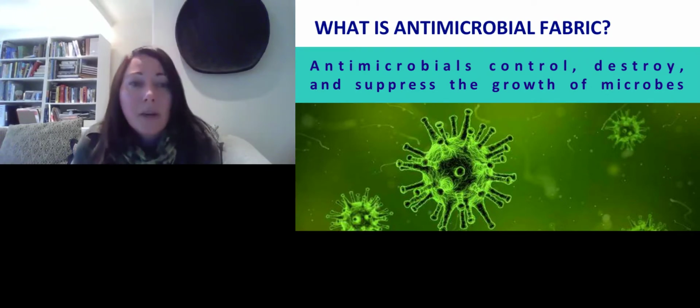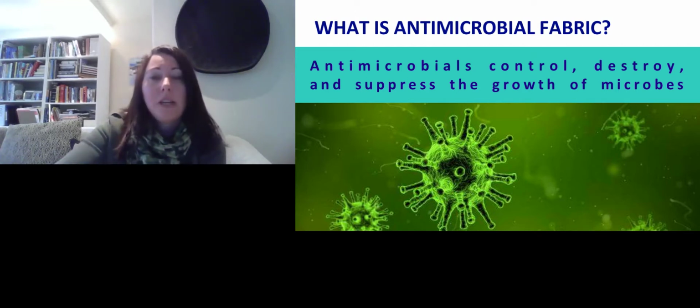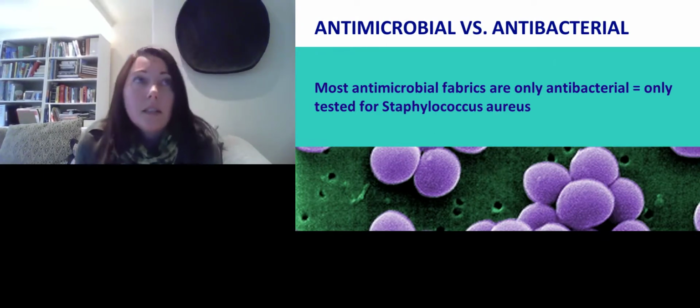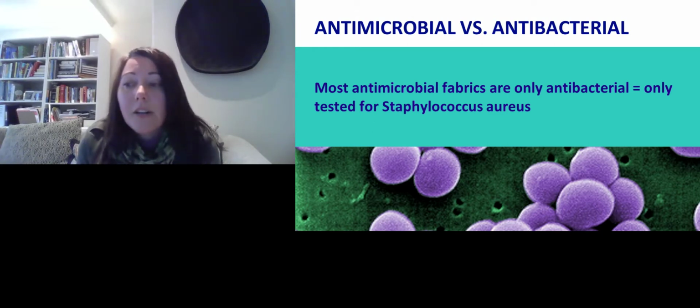So what is an antimicrobial fabric? Antimicrobials control, destroy, and suppress the growth of microbes. So they just don't let the microbes grow. And there is a definition you can look at between antimicrobial versus antibacterial.